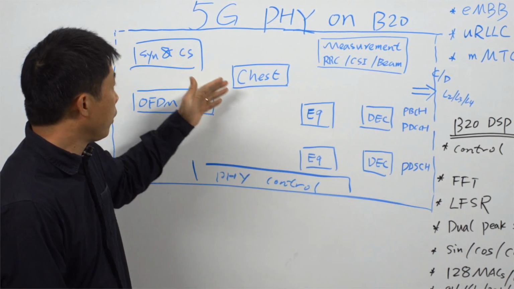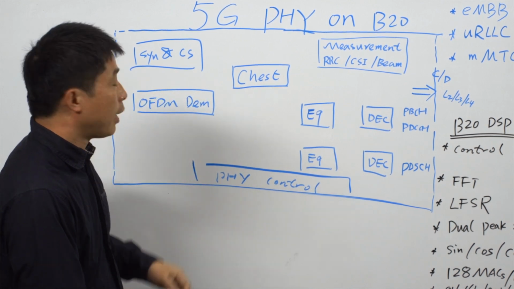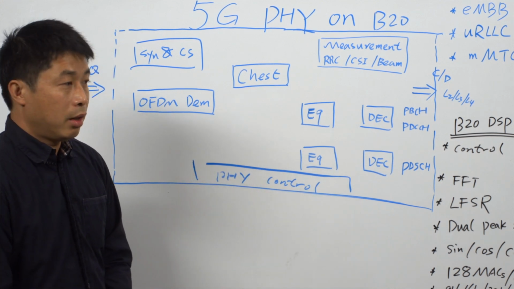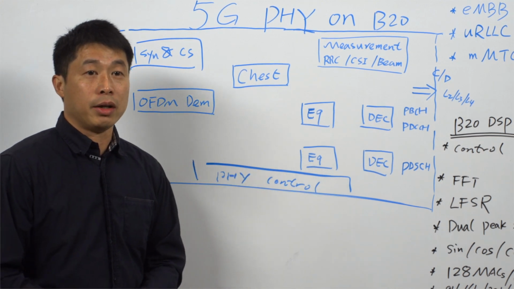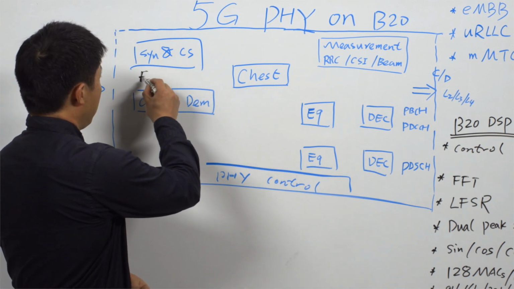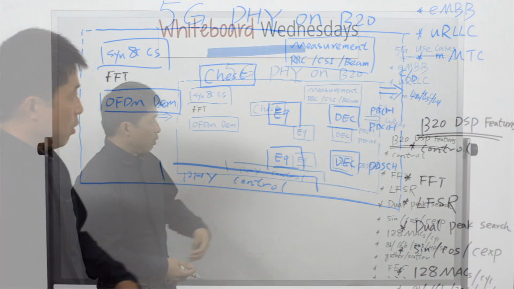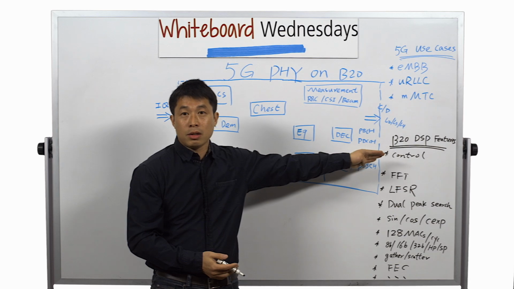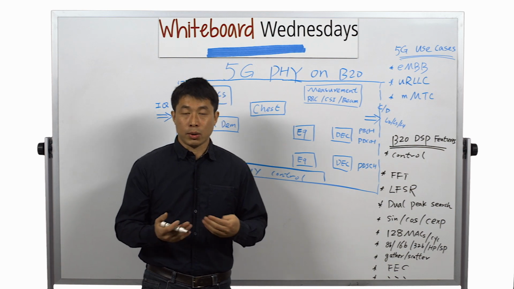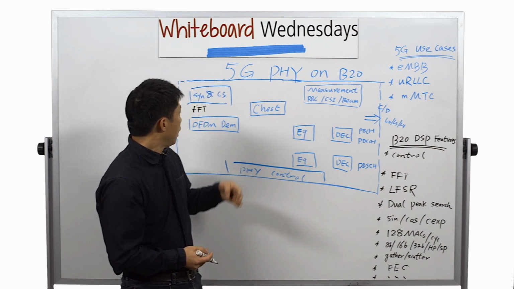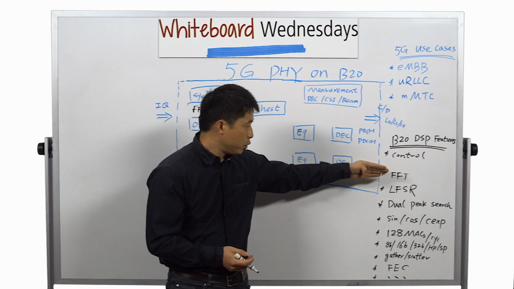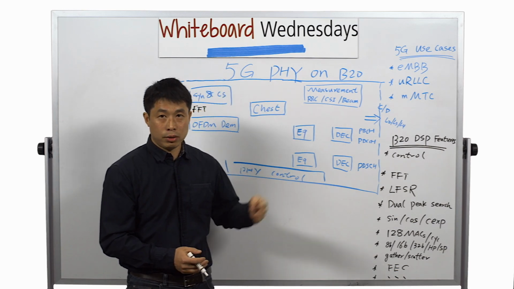We can zoom into each module in this diagram. Synchronization does timing and frequency synchronization, and finds the cell ID. You can use FFT to do the correlation, which is more efficient than doing correlation directly. On B20 DSP, we have DSP instructions which can generate different FFT sizes: radix 2, radix 3, radix 5. After you have done correlation, you need to find the peak. We have a dual peak search instruction on the DSP to do that.